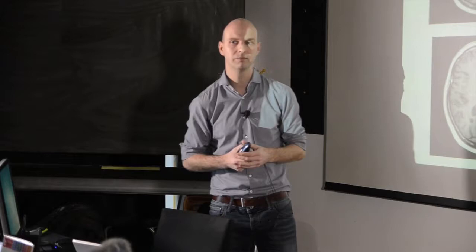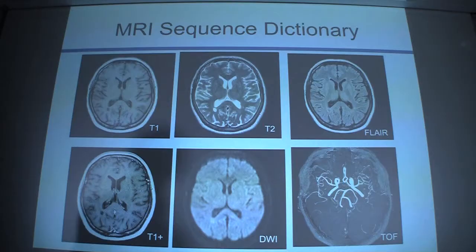Okay, so now I hope to get you familiar with some of the MR sequences that we have, because otherwise it will be kind of hard to understand the images that we're going to see in the next slides. Okay, so T1, T2, FLAIR, T1 with gadolinium, diffusion weighted, and time of flight angiography is somehow the basic set that we have for a standard MRI of the head.